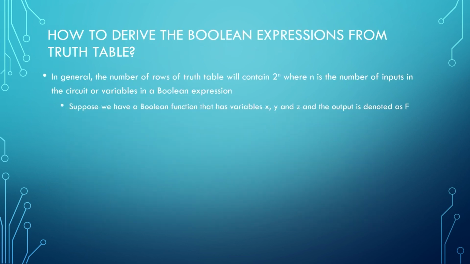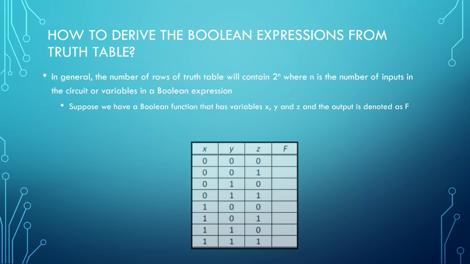Now, how do we derive a Boolean expression from a truth table? Well, in any given truth table, the number of rows is dictated by the number of variables given. So if an expression has 3 variables, it is 2 to the power of 3, meaning 8 rows, as shown below. It is going to contain all possible input combinations from 0 all the way up to 1 less than the number of rows it has. So in this case, 7.